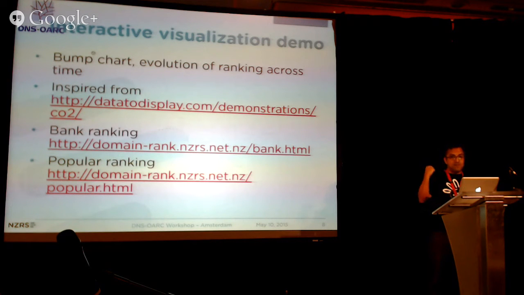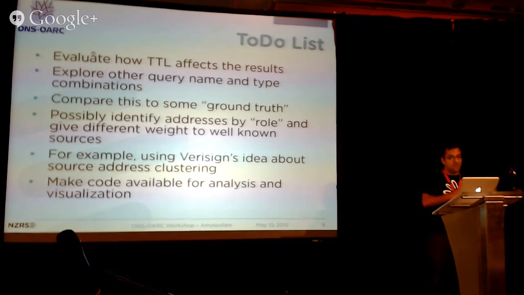So the visualization you just saw, that's a screenshot, is what's called a bump chart. It shows the evolution of ranking across time, and it's inspired by the URL you see there, but we more or less had to implement it from scratch because there was no code available. So we will make our code available at some point, and we will keep playing with this.